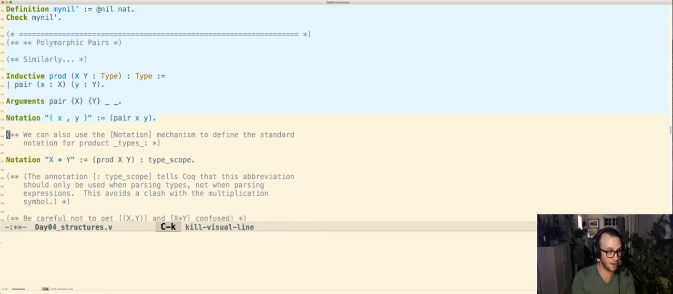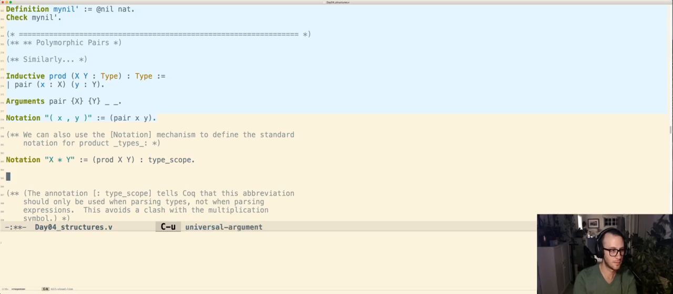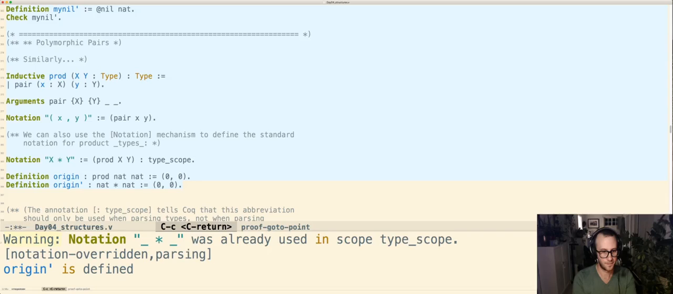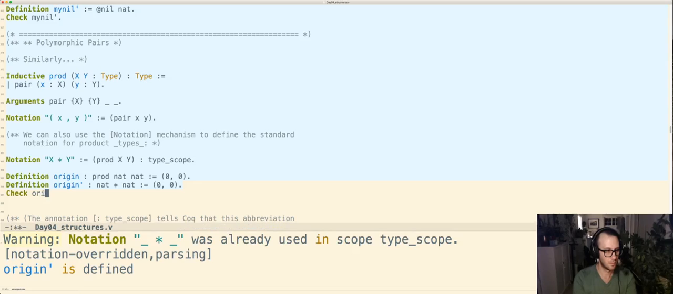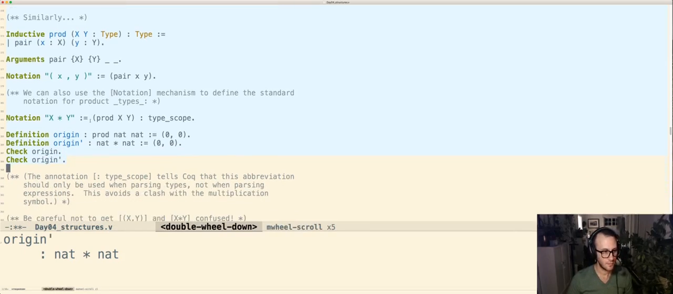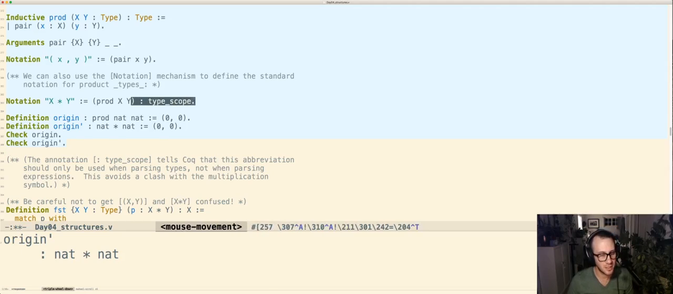So we can actually do one better. There's one origin. Here's another one. Origin, nat times nat. Nat times nat. Beautiful. Okay, this annotation type scope is a way of telling Coq where this lives. You don't need to know about this stuff, but it's a thing.